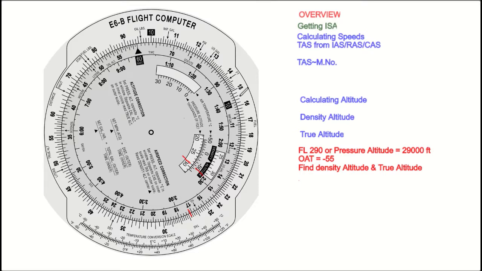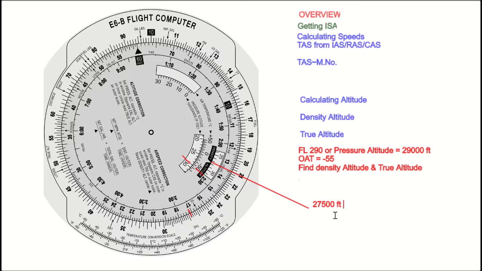Now let's see what is the density altitude. You can read the density altitude here. Your density altitude is 25,000, 26, 27, 27,500. Let's try to draw a straight line. Density altitude is here. You read here against this, and 27,500 feet is your density altitude.